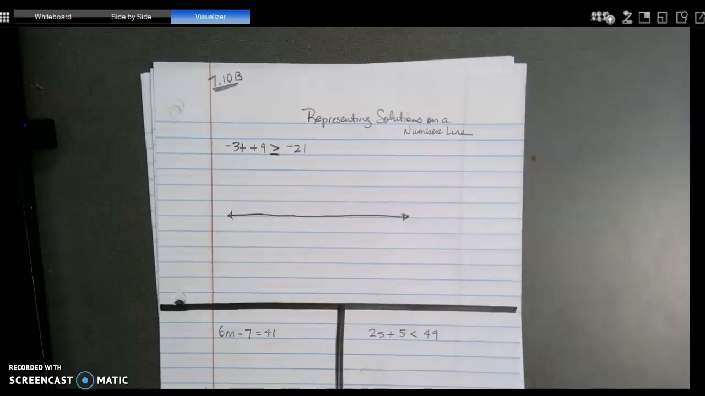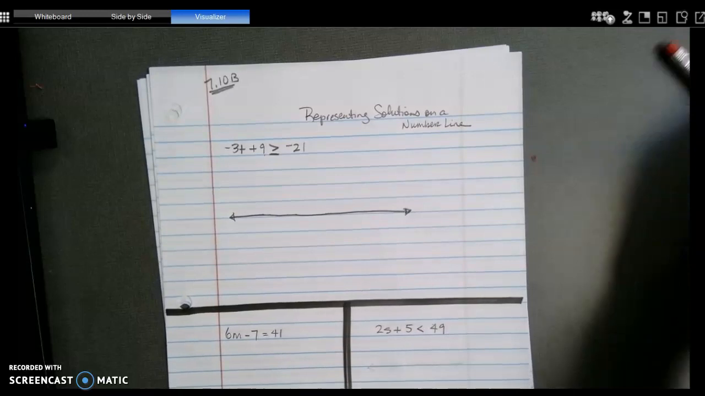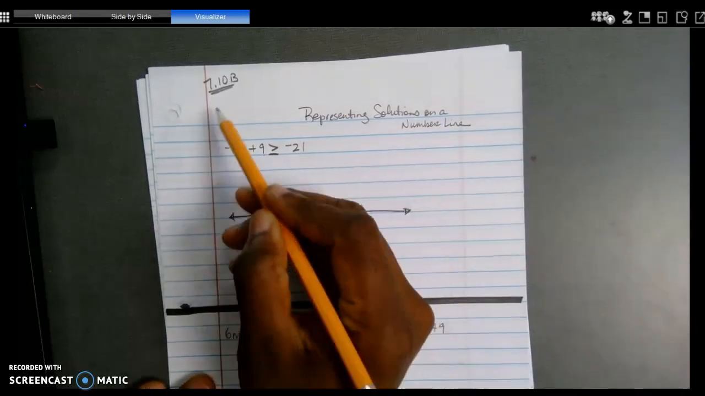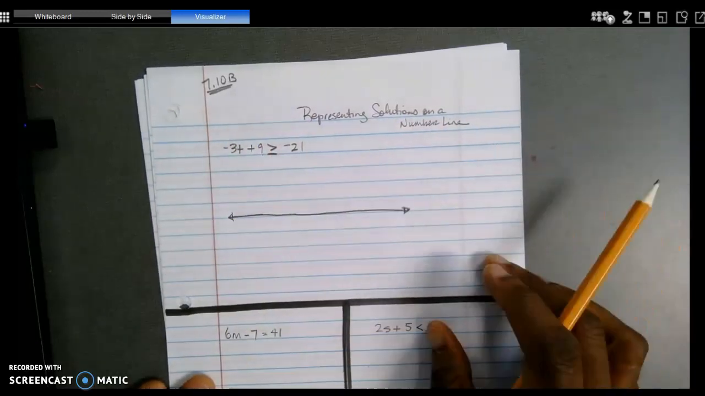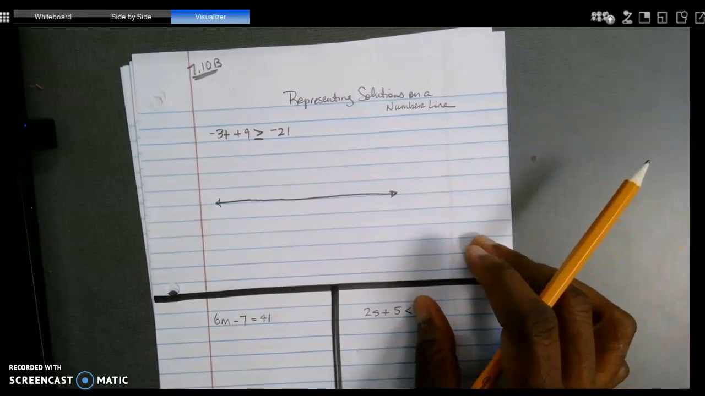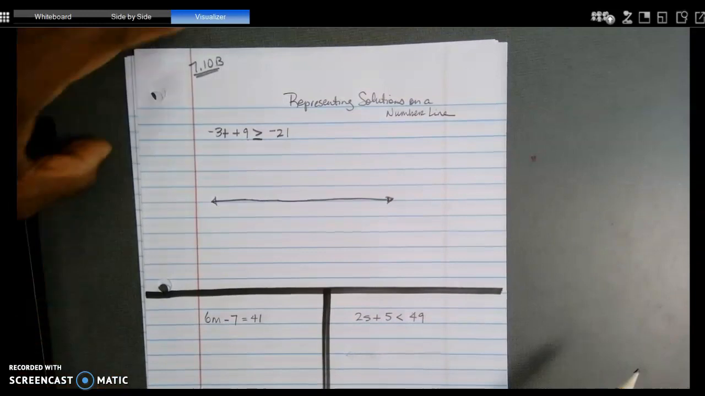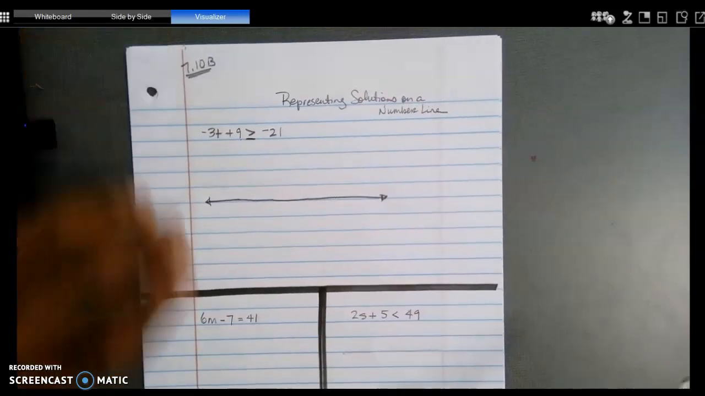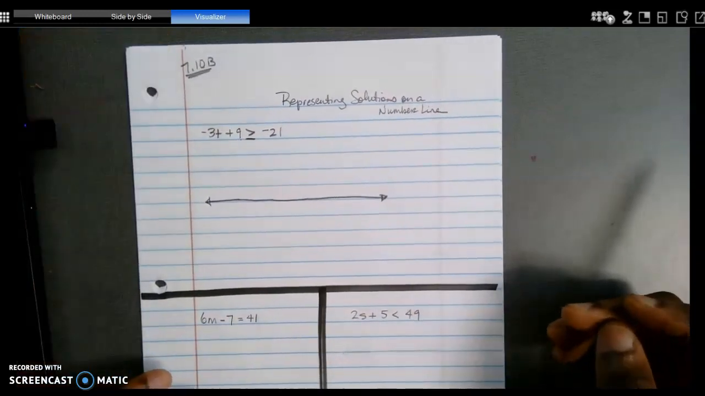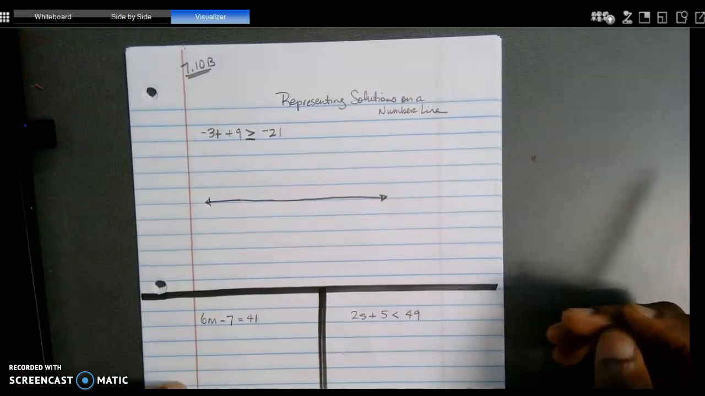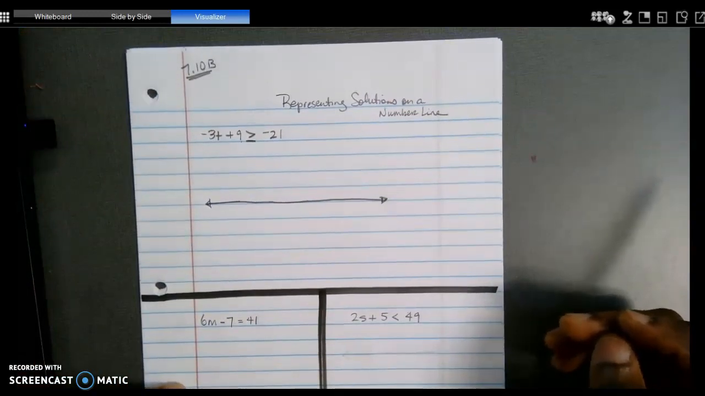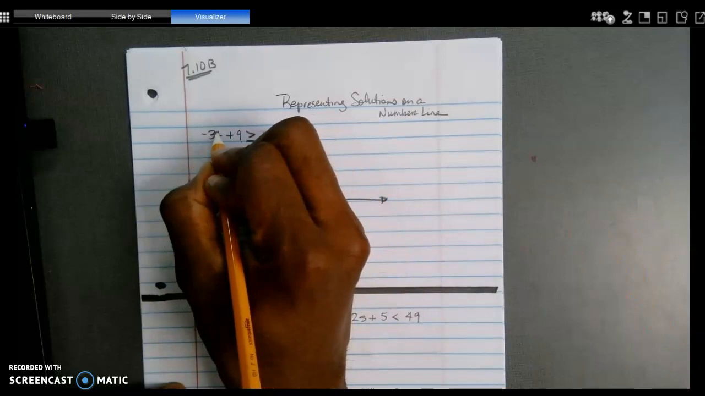All right, as you notice here, I now have up my examples. This is going to be TEKS 7.10b, representing solutions on a number line. That's part of what the official TEKS would say, but this is that number that you look at. If you're going to look in the book, go to the table of contents and actually click on 7.10b, and it'll take you to more examples. Some of the examples I am actually taking directly from the book.